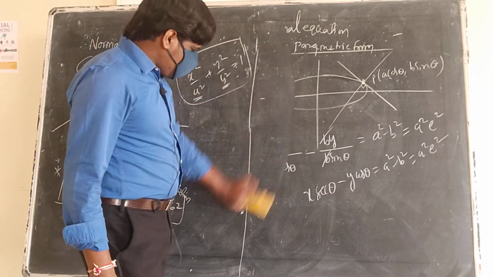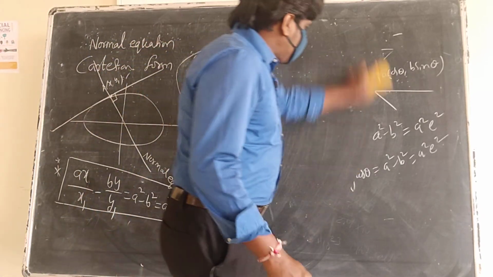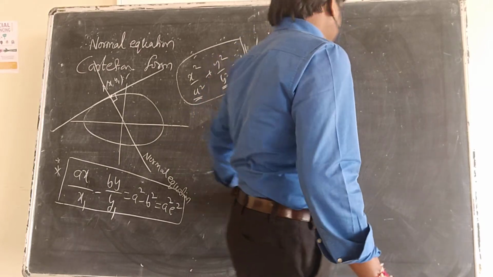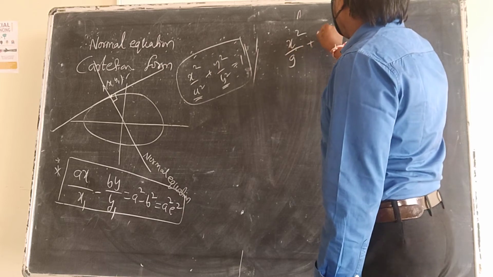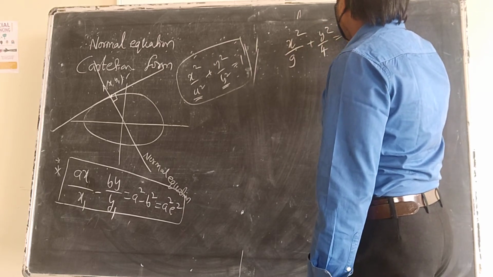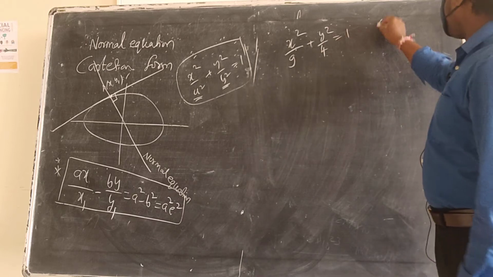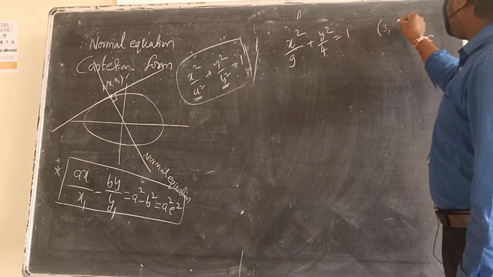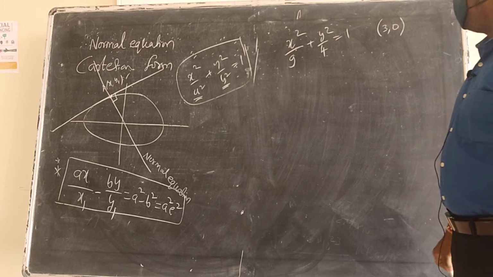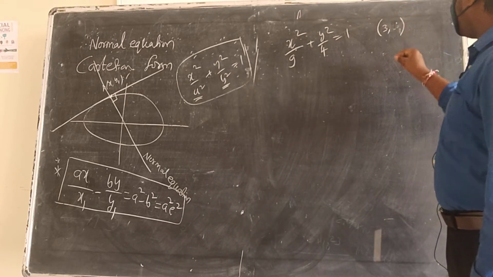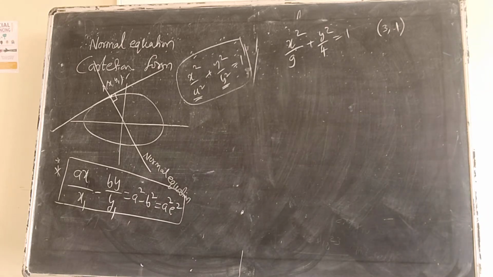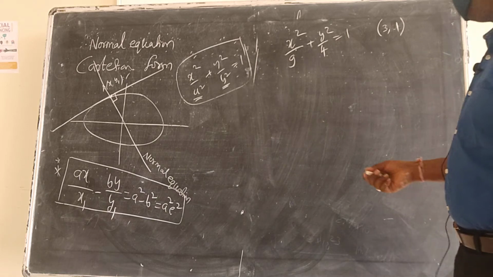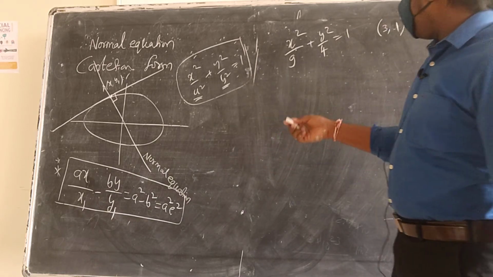Let us take an example to understand this. Suppose they gave x square by 9 plus y square by 4 is equal to 1, and you want to find the equation of the normal at 3 comma 0, or 3 comma 1, anything you can take, no problem. Then what is the formula we use here?